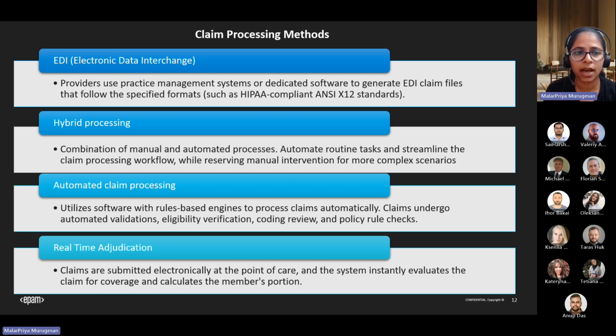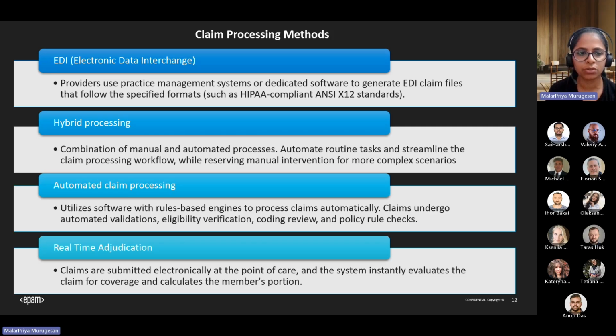And the second one is hybrid processing, which is a combination of manual claim processing and automated claim processing. And the third one is automated claim processing, completely automatic. From the coding to eligibility verification, policy rules checks, everything can be done with rule based edits. And what is the trend now? The trend is real time adjudication.